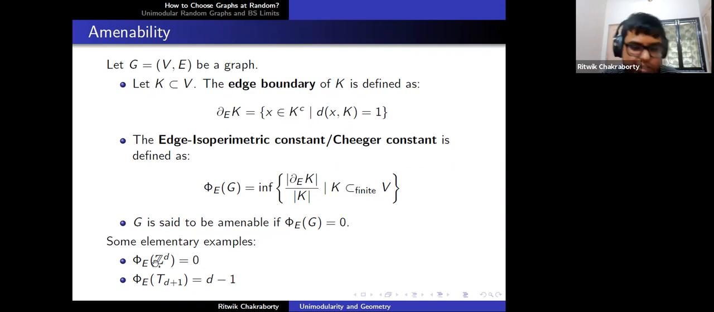So some small examples. These are very easy to check, easy computations. The Cheeger constant of the Euclidean lattice is equal to 0. So in fact, for this estimate, you can just take the surface area of a sphere and divide it by its volume, and then take the limit. So it should give you 0, right? And in particular, the Cheeger constant of a d plus 1 regular tree is going to be equal to d minus 1. So therefore, you see that the only regular tree which is amenable is, in fact, a copy of Z. Otherwise, all other regular trees are going to be non-amenable. Right, so G is said to be non-amenable if, of course, the Cheeger constant is non-zero.